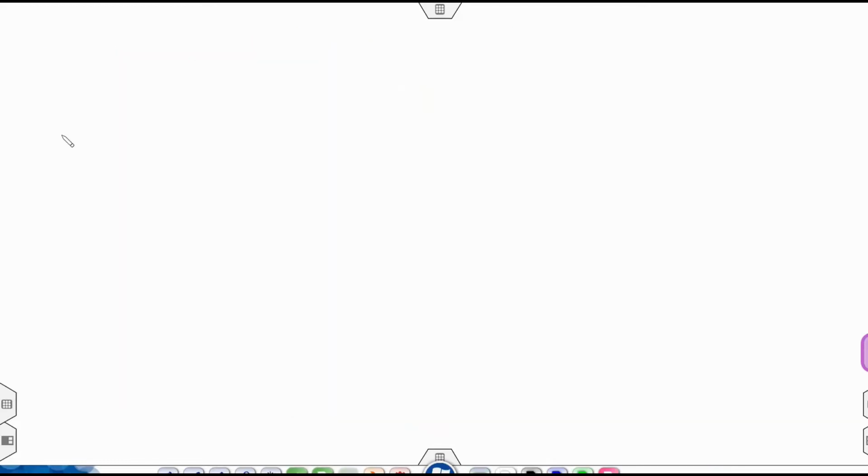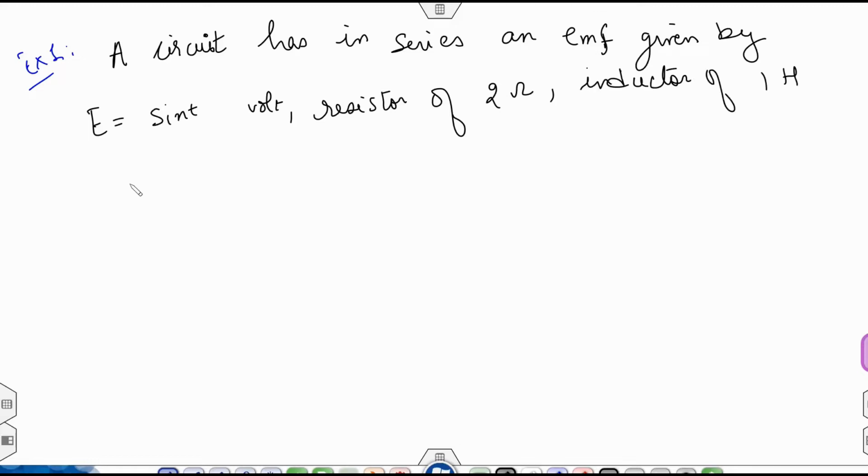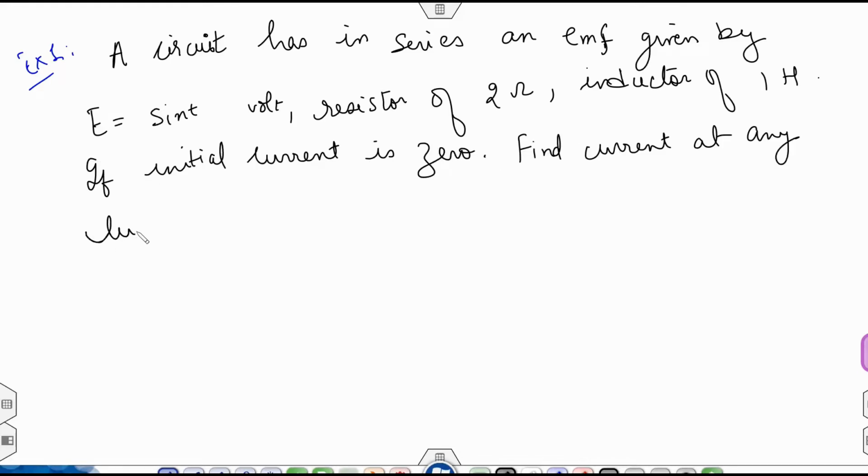My example number 1: a circuit has in series an EMF given by E is equal to sine t, given in volts, a resistor of 2 ohm and an inductor of 1 Henry. Here there is no capacitor, we only have two components, resistor and inductor. It is also given that the initial current is 0. Find the current at any time t greater than 0.